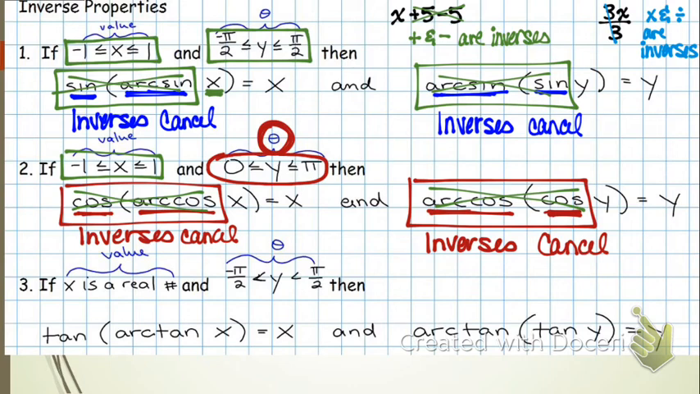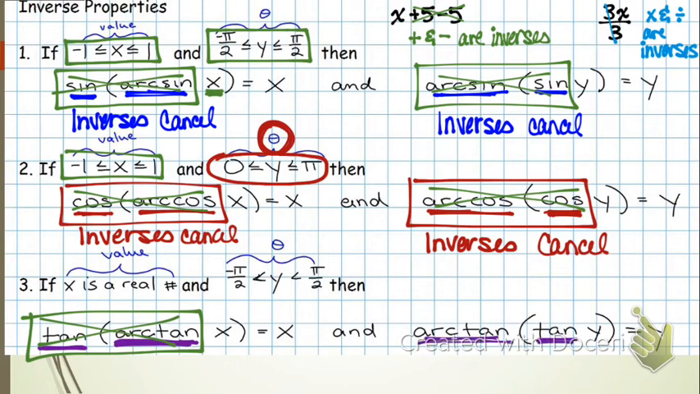Tangent, same story. What happens to tan and arctan? Cancel, because they are inverses. Are there any restrictions on what kind of value I could put in with arctan? This just needs to be what? Arctan, I just need a real number, because we said that the domain of arctan was all real numbers. Remember, it's tangent on its side, so it goes like this. All real numbers for arctan.